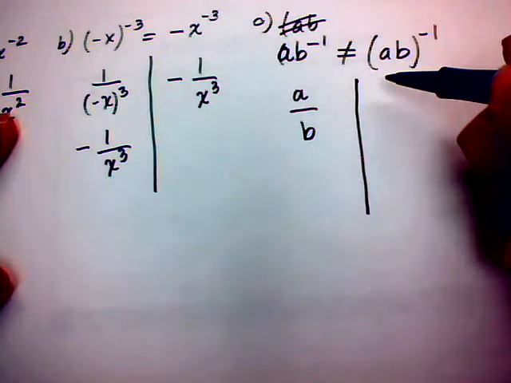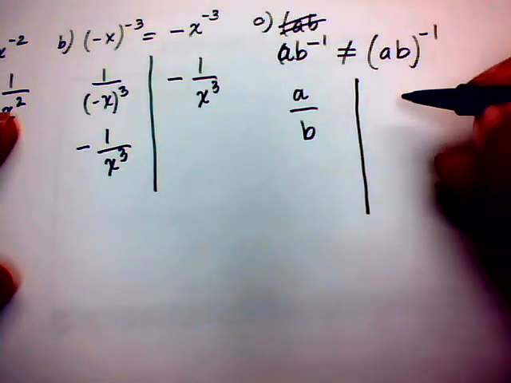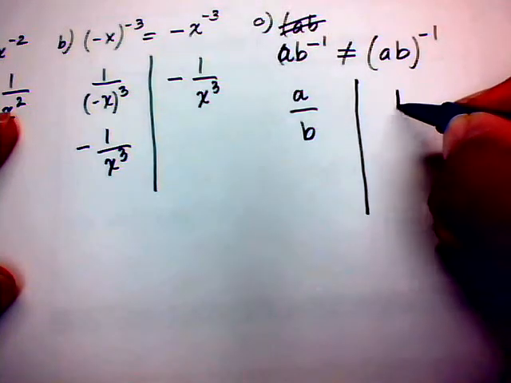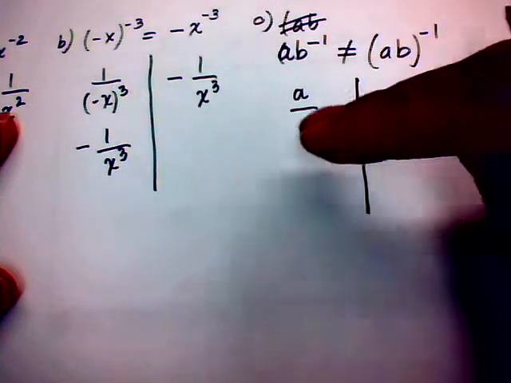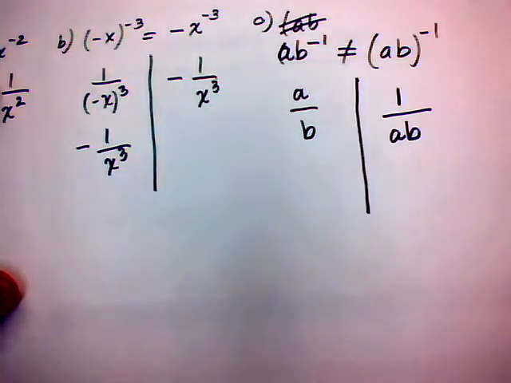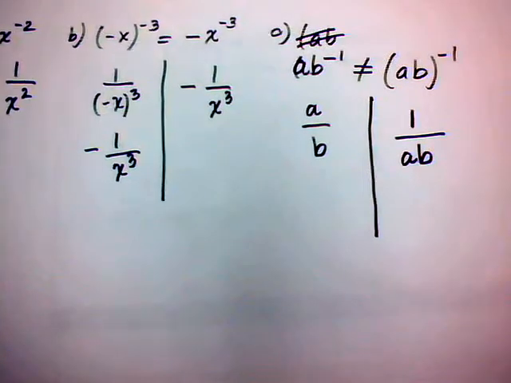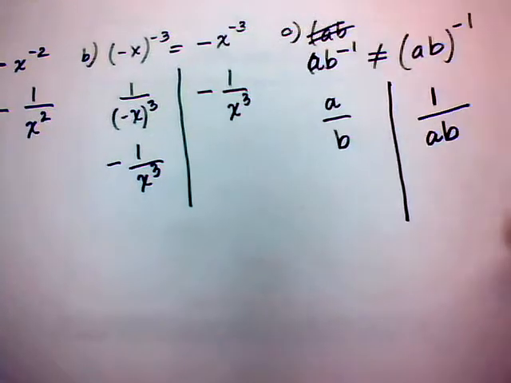Now on the right side, the a and the b are raised to the negative 1. The whole expression inside the parentheses is to the power of negative 1. So I write that as 1 over ab. Clearly you can see that these two expressions are not the same. So a b to the negative 1 is not the same as the product of a and b raised to the negative 1.